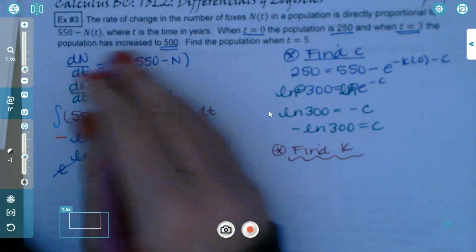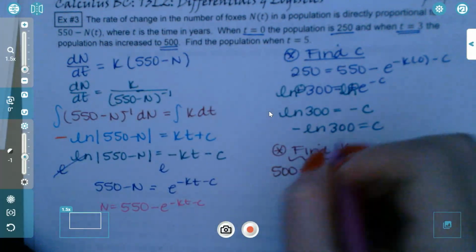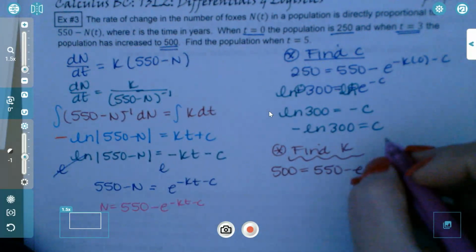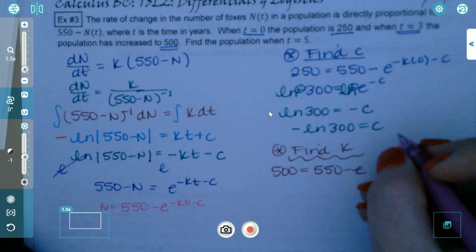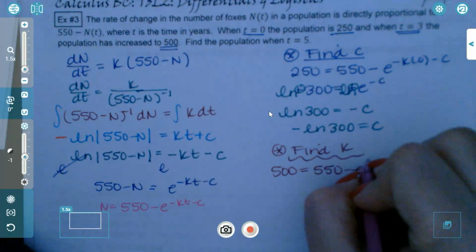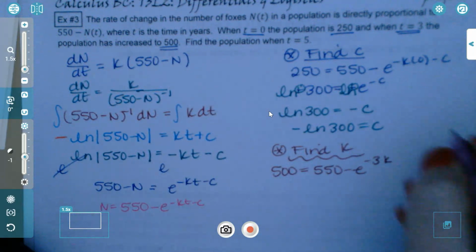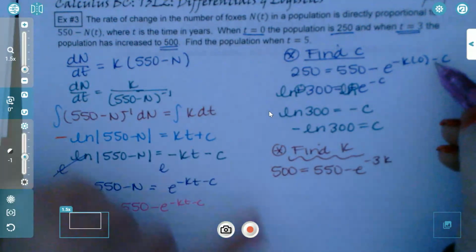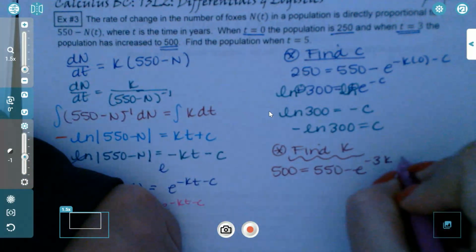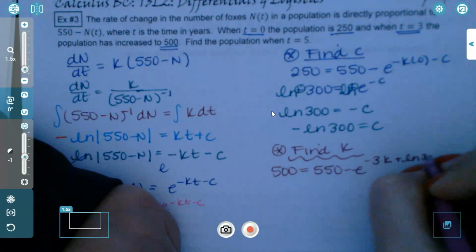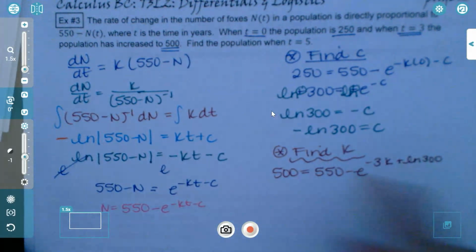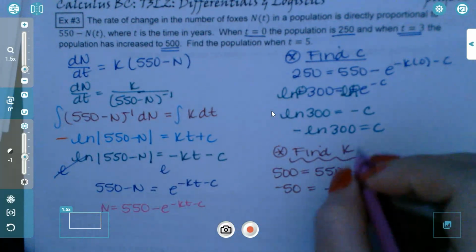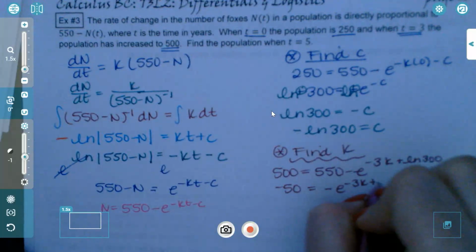All right, so we're doing 500 here. 500 equals 550 minus e. We're looking for k. Our time now is 3, so negative 3k. And then we know c is negative ln 300. And remember, we're doing minus c, so if I minus a negative ln 300, that's going to turn that into plus the natural log of 300. All right, rearrange, pull that over. Negative 50 equals negative e to the negative 3k plus ln 300.